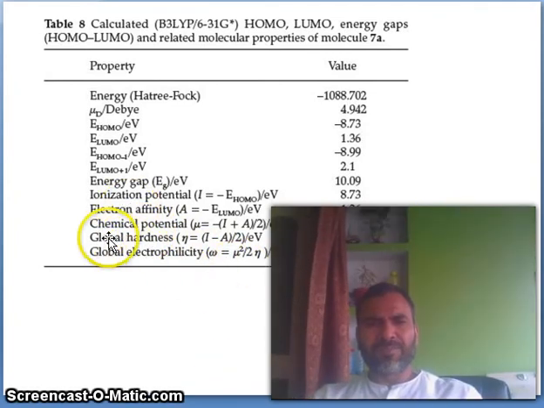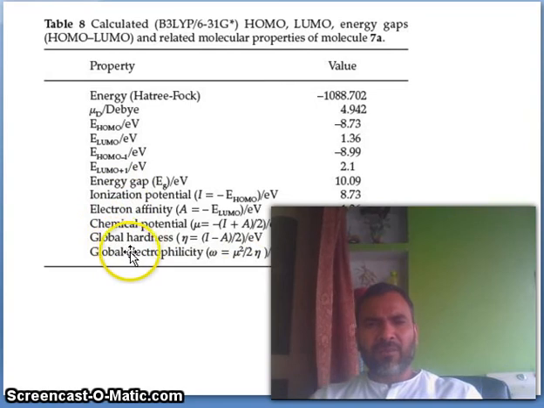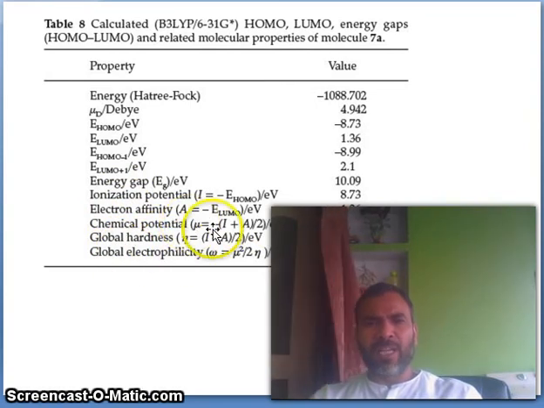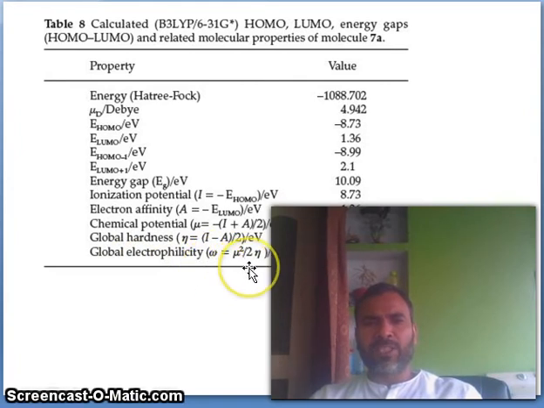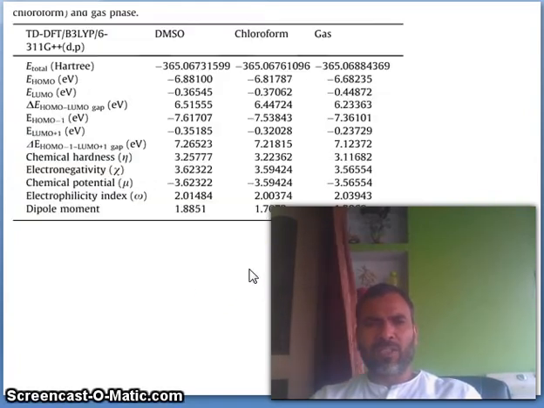So this is the mu chemical potential. So friends, you can calculate the global hardness eta and chemical potential mu with the help of this formula, I plus A and I minus A divided by 2, and global electrophilicity omega, you can calculate as mu square by 2 eta in electron volts. You can see the same thing in another paper.